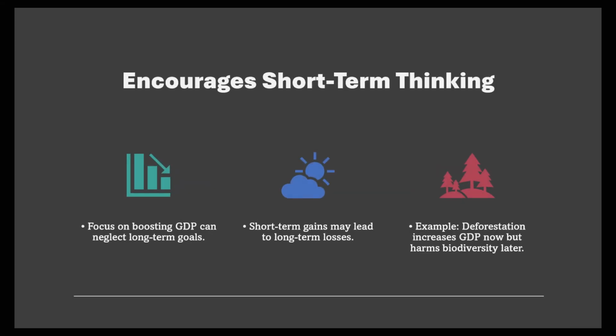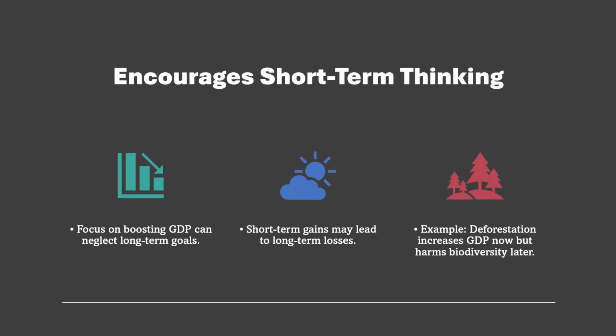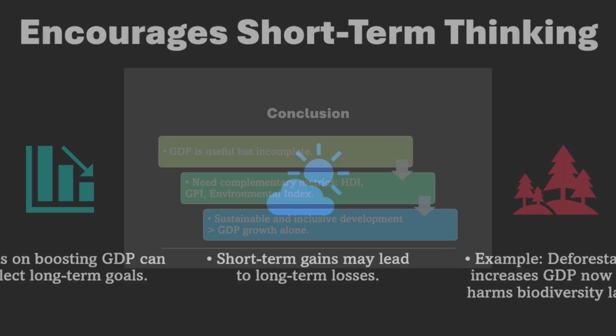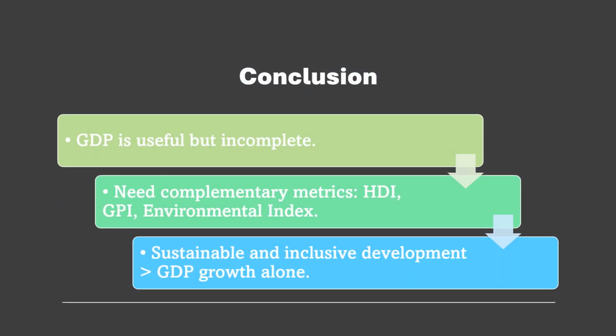7. Encourages short-term thinking. Policymakers often focus on boosting GDP to show progress, even if it means neglecting long-term goals. For example, cutting down forests for timber increases GDP in the short term but harms biodiversity and climate stability in the long run.